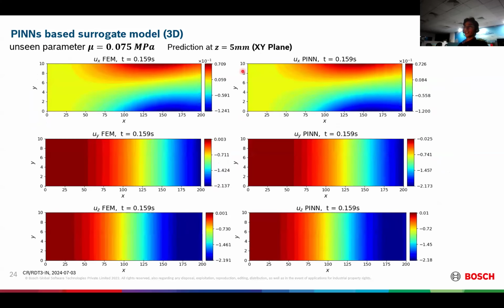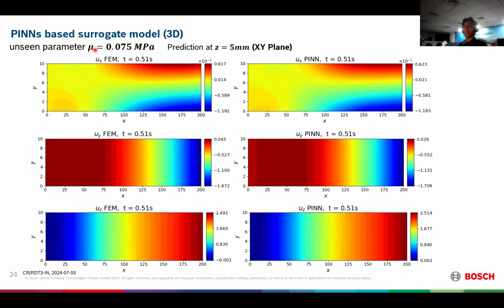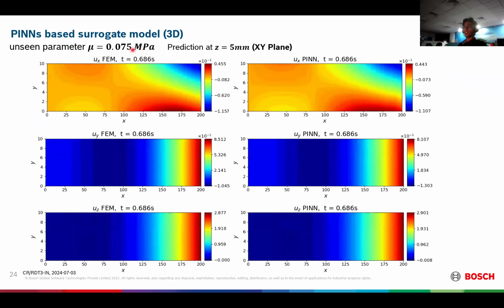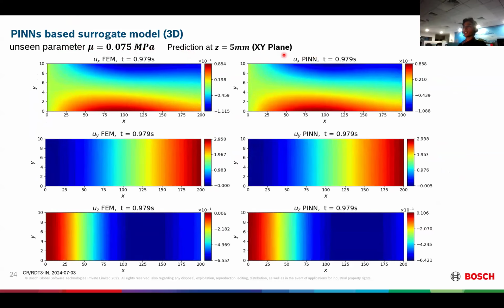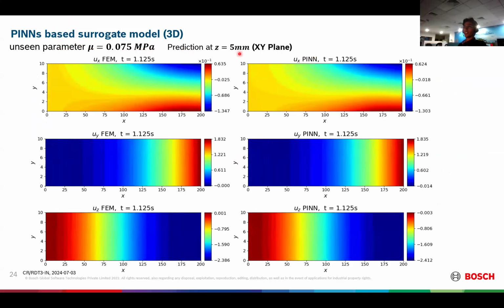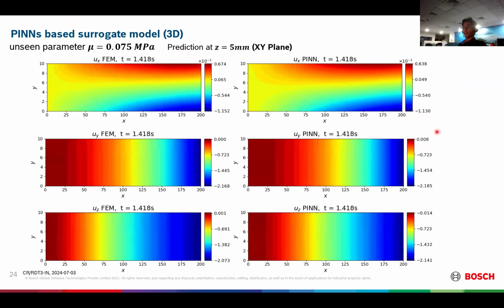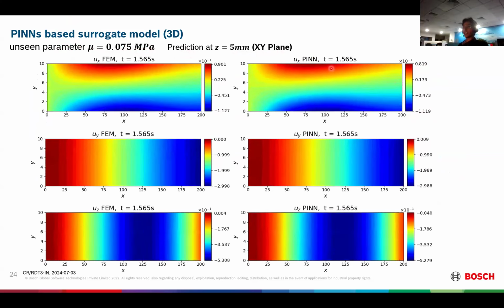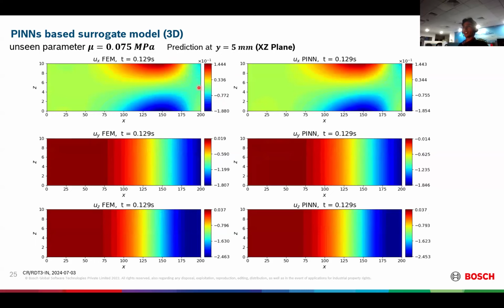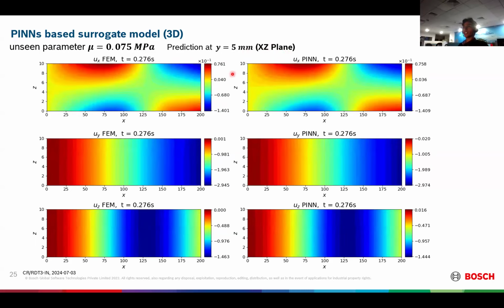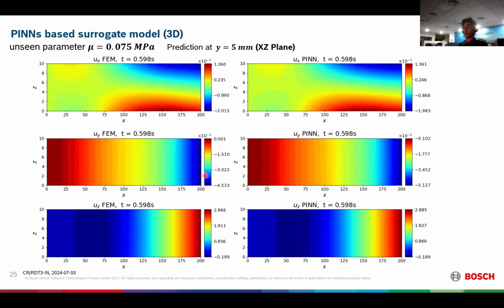And next we see, for one of the unseen parameters, the solution at different surfaces. Here, for the xy plane at z equals 5, we can see the solution changing over time, and it's pretty well matching with the ground truth. Here is the solution at a different plane, and it's also matching with the ground truth.